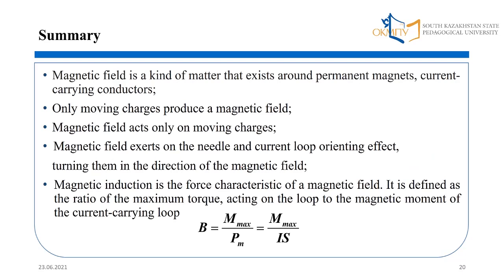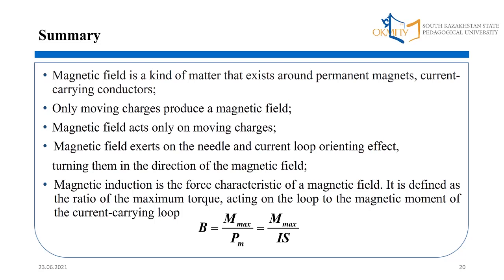So let us make the summary of our lecture. Magnetic field is a kind of matter that exists around permanent magnets and current-carrying conductors. Only moving charges produce a magnetic field. Magnetic field acts only on moving charges. Magnetic field exerts an orienting effect on a needle and a current loop, turning them in the direction of the magnetic field.